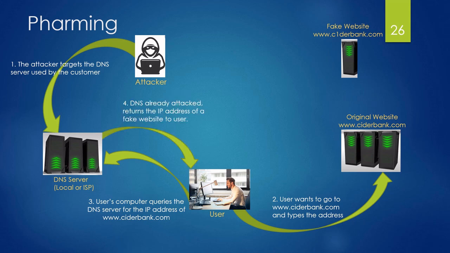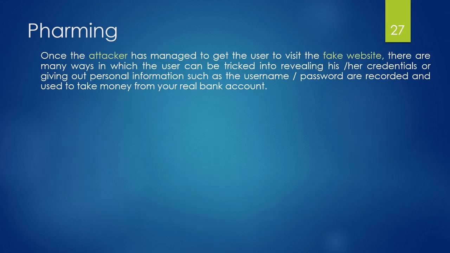As the DNS server has already been attacked, it will return the IP address of the fake website to the user. So what will happen next? The user will be fooled into visiting a fake website. This is how pharming works. Once the attacker has managed to get the user to visit the fake website, there are many ways in which the user can be tricked into revealing his or her credentials or giving out personal information such as the username and password, which are recorded and used to take money from your real bank account.